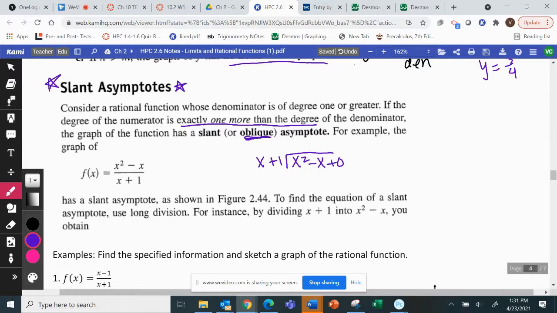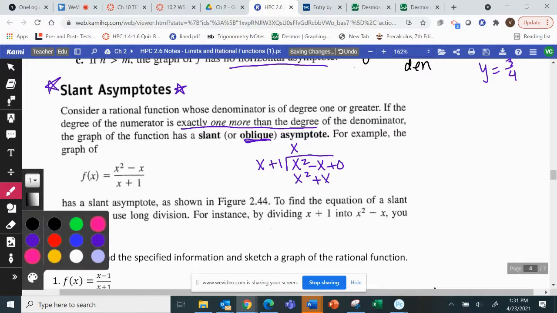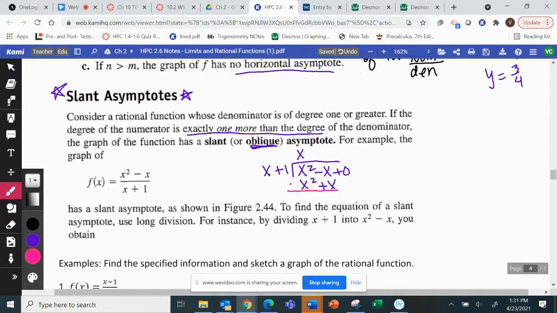So I'm going to actually divide these. I had to put a 0 in to make sure I had all my placeholders for my powers of x. We do x goes into x squared, x times, multiply that, we get x squared plus x. Then we subtract both of them, and I get negative 2x, and I bring down plus 0.